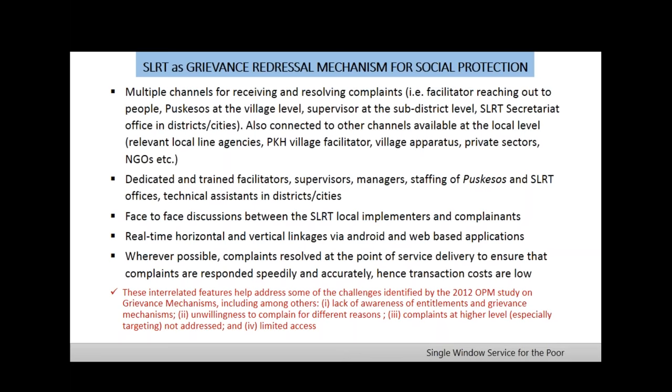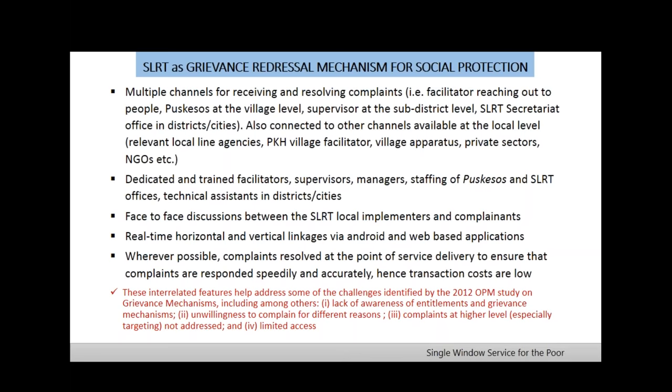Also importantly, the SLRT application system is connected to other channels available at the local level, including systems owned by local line agencies and the conditional cash transfer, village facilitators, village apparatus, private sectors and NGOs, etc. Also universities at the local level.